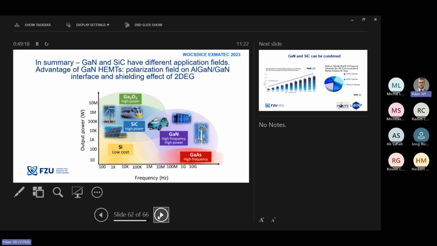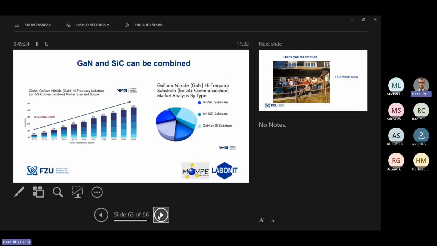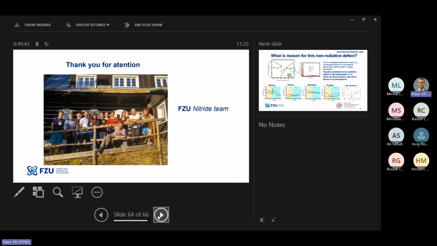Silicon carbide can add a high thermal conductivity to gallium nitride. So here it's shown that for 5G communication, gallium nitride is often grown on 4H or 6H silicon carbide substrate. This is our nitride team, and thank you very much for your attention. Thank you.